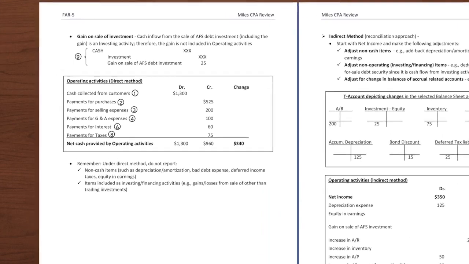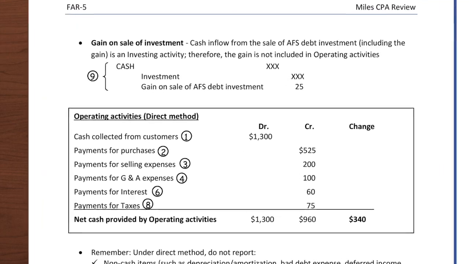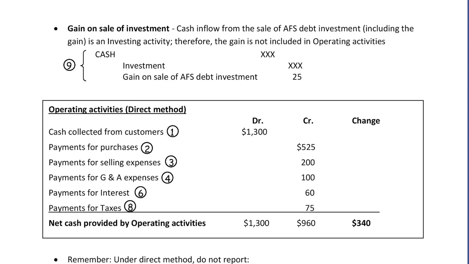Turning on to page 50, we got gain on sale of investment. Now the cash proceeds from the sale of available for sale investment, that's a highlight investing activity. So the gain is a non-operating gain and not part of operating activities. So on the journal entries, you're going to have a cash inflow from the sale of investment and the gain on the sale. But that cash inflow is from investing activities. And right now in this section, we're just looking at operating activities.